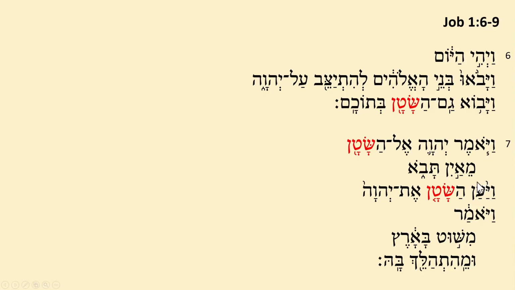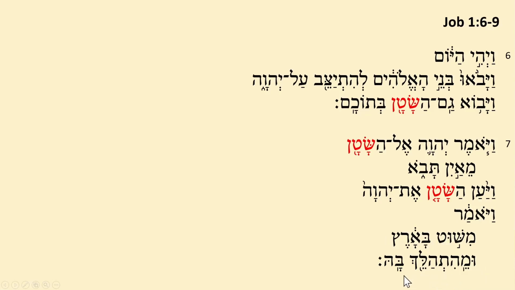Anyway, we won't get into that right now. Me'ayin tavo. From where have you come? Okay. Where have you been, O accuser? Where are you coming from? Vaya'an hasatan et Adonai. And the accuser, the Satan, answered Yahweh, Vayomar, and he said, Meshut ba'aretz, from wandering in the land, from going about in the land.